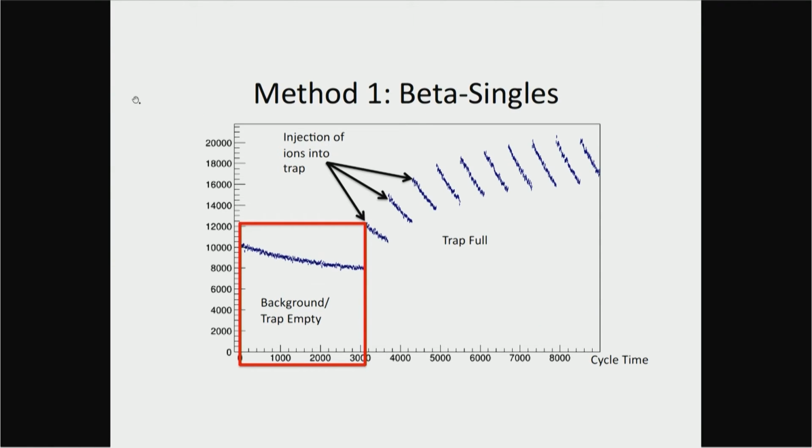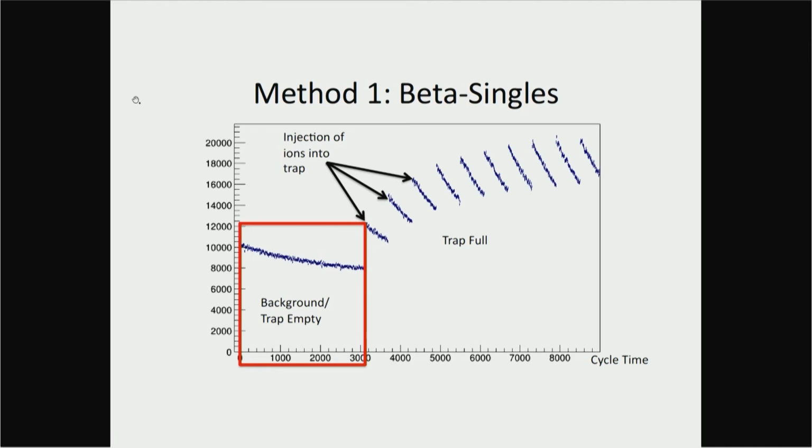In the first method, the beta singles method, we have to take into account what it looks like over time for the betas that we're getting. So we actually had a full cycle time. And what would happen is, because it's not a perfect system, sometimes particles would get stuck on the sides and give us extra signals. So we actually had a period where we wouldn't have anything in the center of the trap to figure out what our background time was.